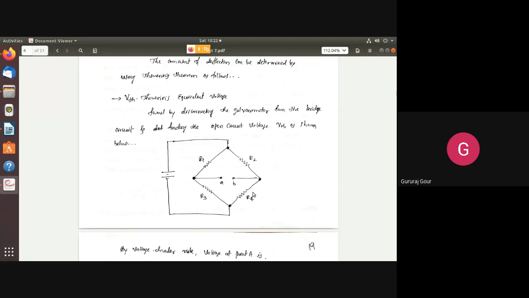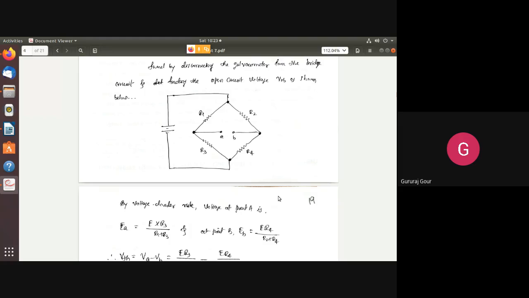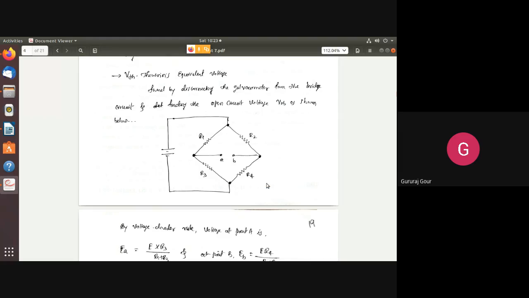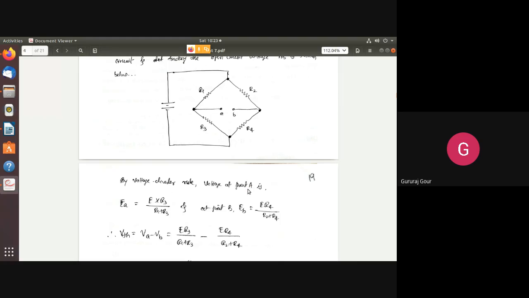So VTH we can normally estimate as the open circuited voltage. You can see here where we connected the galvanometer to measure the voltage difference between these two nodes. Now it will be open circuited, because we need to calculate the VTH, that should be the open circuited voltage. With these two terminals open circuited, we have to find the equivalent resistance, that is Thevenin's equivalent resistance between the points A and B. So with this, we get the equivalent voltage.